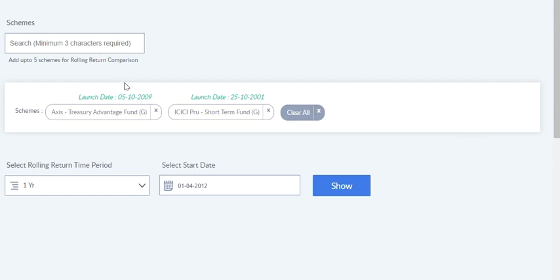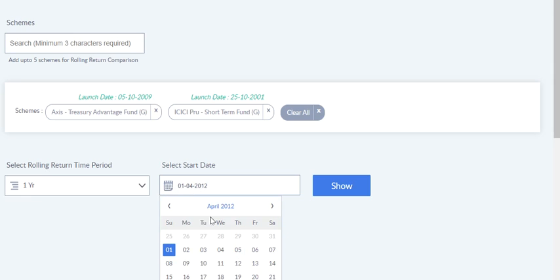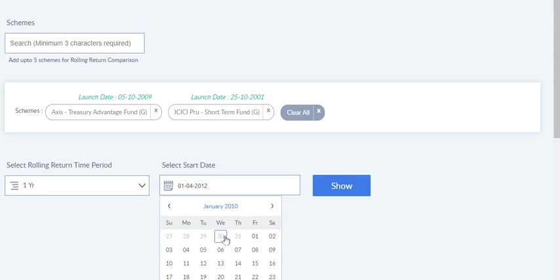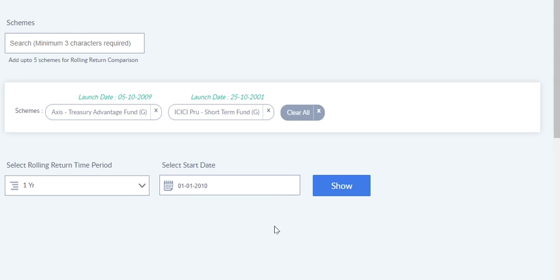So let's quickly run through the rolling returns calculator, and the launch date of the fund is given here. We have taken two schemes as of now for a comparison. Launch dates are 5/10/2009 and 25/10/2001. So rather than 2012, we can take 2010 as the starting point, right? So let's say Jan 2010.